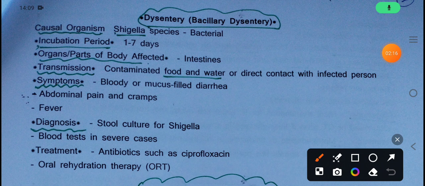Symptoms include bloody or mucus filled diarrhea, abdominal pain and cramps, fever. Diagnosis can be done with the stool culture for Shigella, and blood test in severe cases. Treatment involves antibiotics like ciprofloxacin, and ORS, oral rehydration therapy, is also needed.